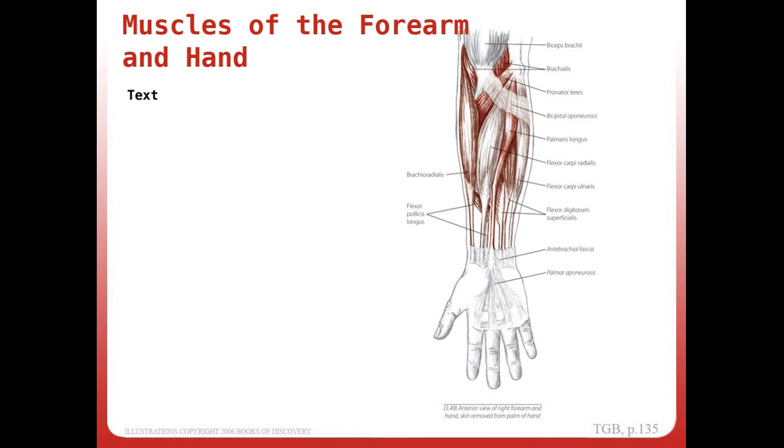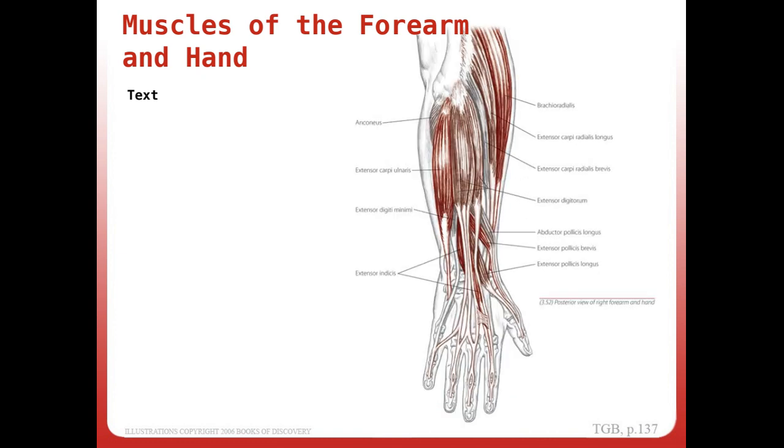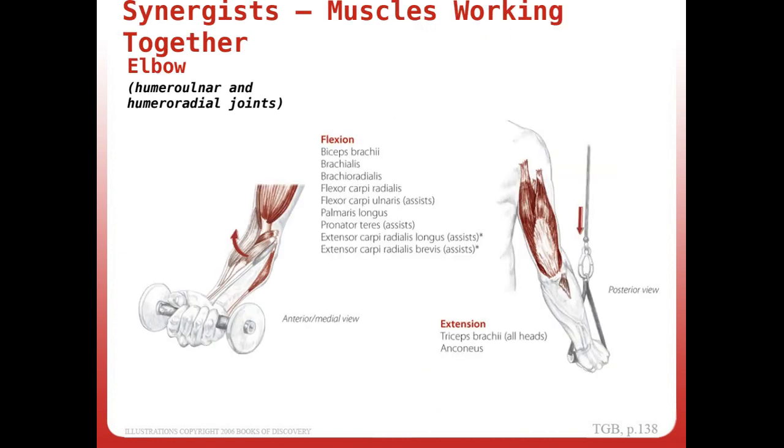If we take a look at the actions, whether we're looking at the anterior or posterior view, some of the major actions of the forearm are flexion and extension. We know that the muscles that assist in these movements are synergists. They're assisting. We know the agonist is the prime mover, and the antagonist is the opposer to that movement. While one is moving, the other one is relaxing. They cannot move at the same time.